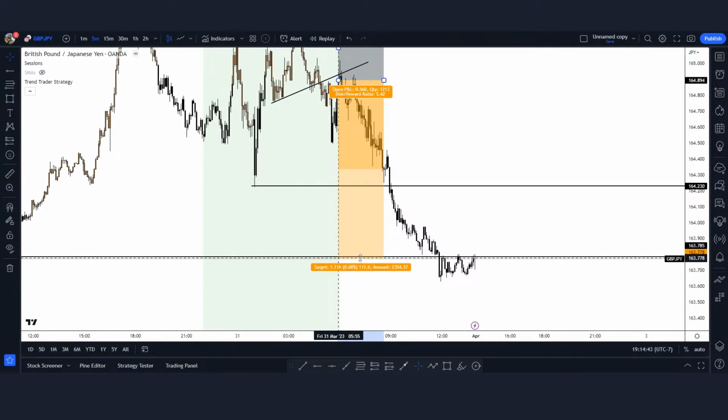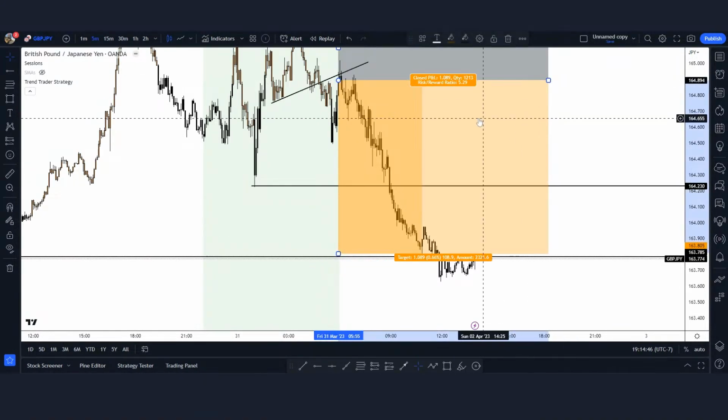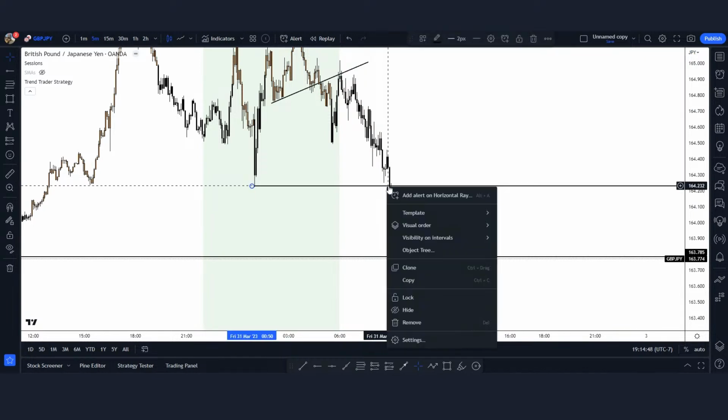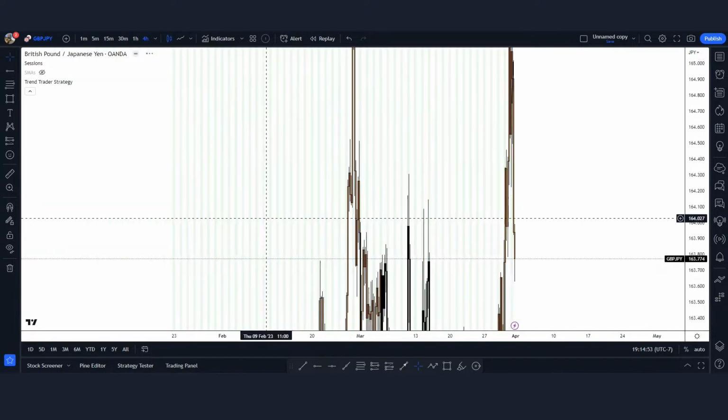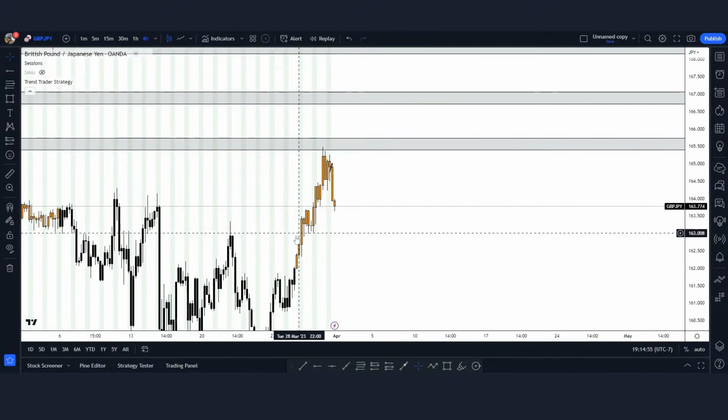So this is pretty much what I do overall. That's a 1 to 5. And again, on the lower time frames as well, on the 4 hour, any key levels that I see, I'm marking those up as well.